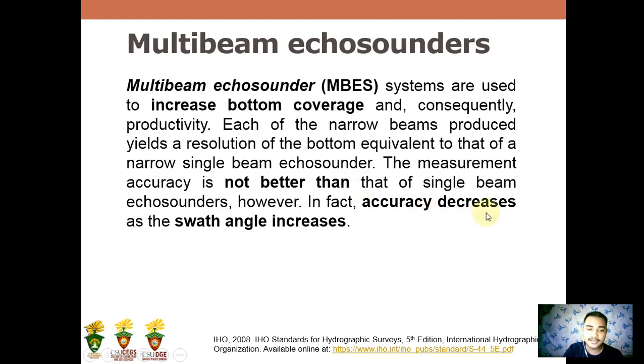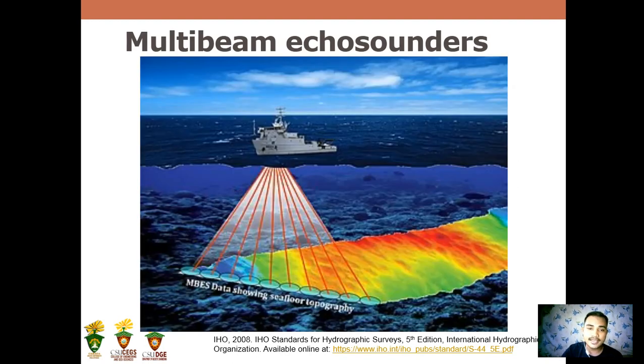However, in fact, accuracy decreases as the swath angle increases. So if the coverage is wider, at that instant its accuracy also decreases. If the beam width is wider, the accuracy also decreases. So this is the multi-beam echo sounder. From the sensor, there is a series of single beams, as if the single beam were multiplied, in a single instant of gathering information or data.